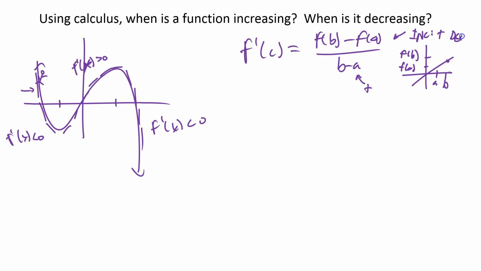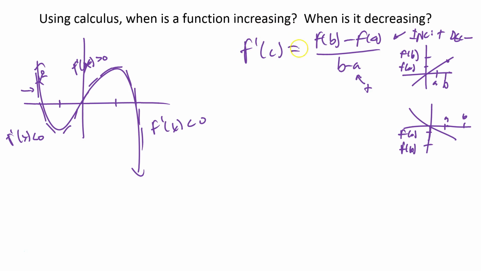If it's decreasing, think about it this way, right? If b is further along than a, f of b is going to be less than f of a, so f of b minus f of a would be negative, right? So the bottom is always positive because b is to the right of a. The top, though, could be positive if increasing, negative if decreasing.